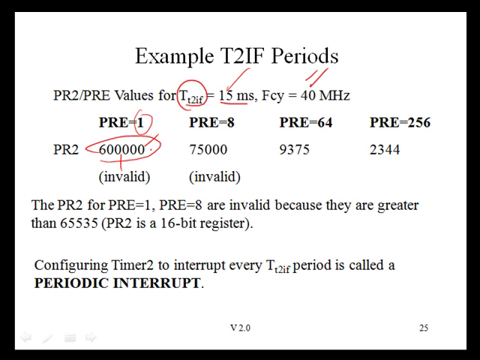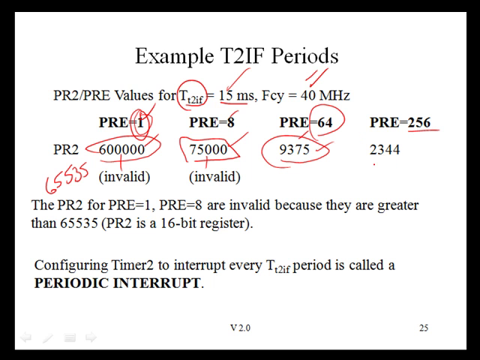This is actually an invalid value because 600,000 does not fit in 16 bits. The largest value that we can write to the PR2 register is 65,535. So this particular value of prescale is invalid. We'll go to the next prescale up, which is 8, and we find that PR2 is 75,000. This is still invalid as it's greater than 65,535. We plug in prescale 64, and now we get a value of 9375, so this would work. If we plug in a value of 256, we get a value of 2344 for PR2, so this would work as well.